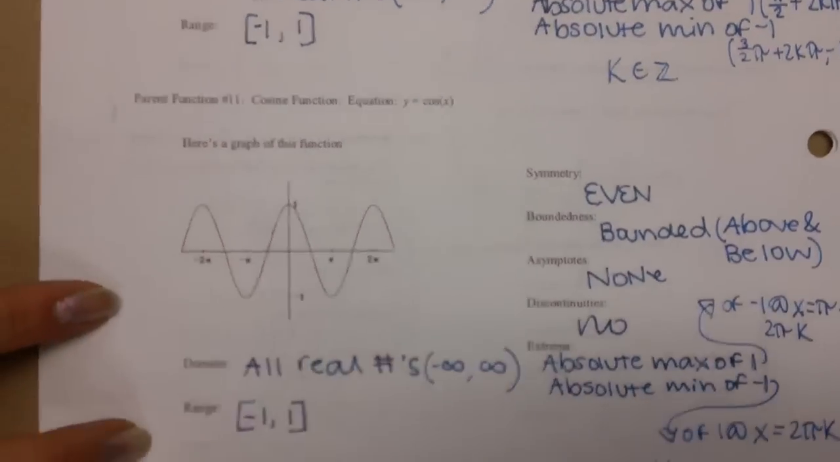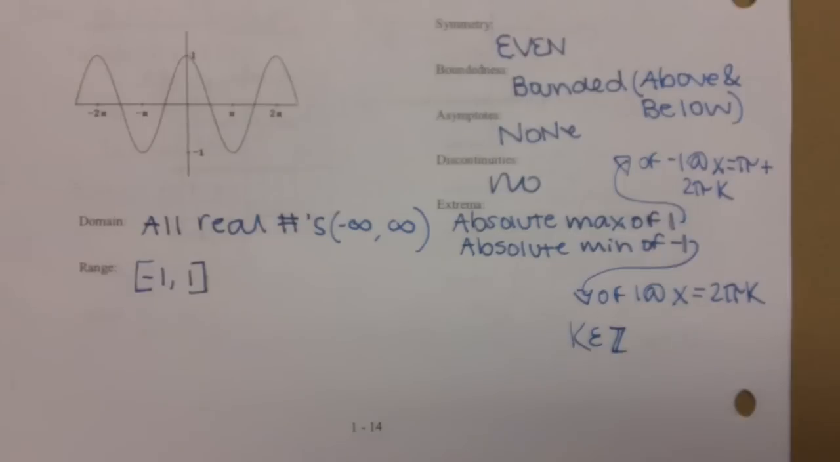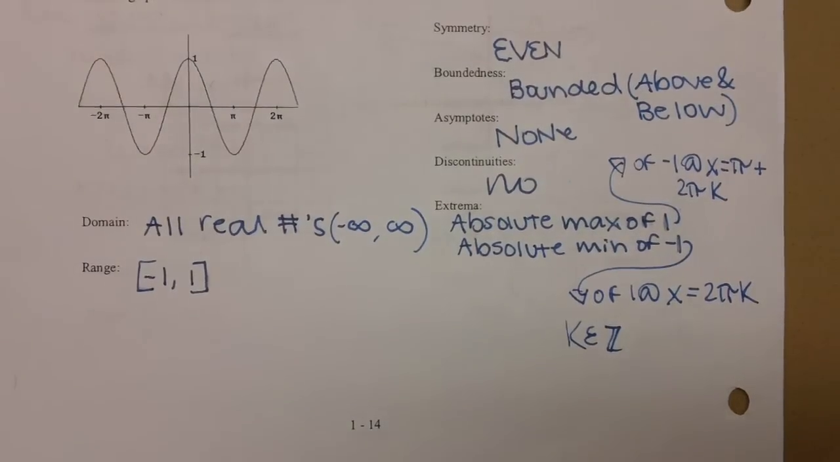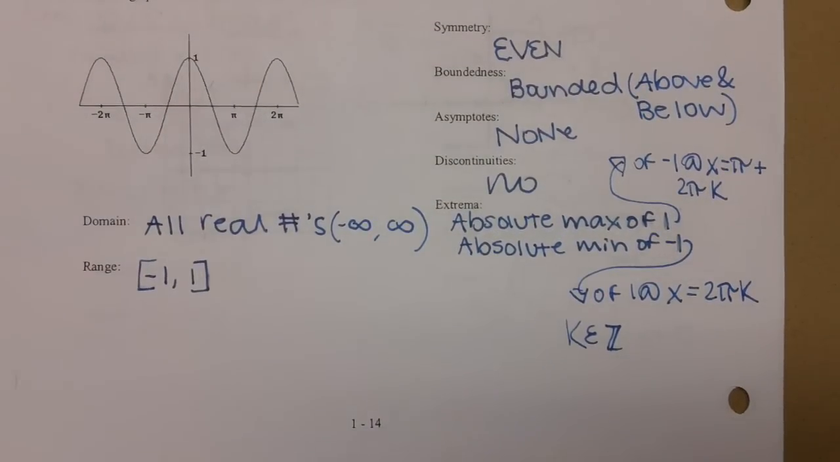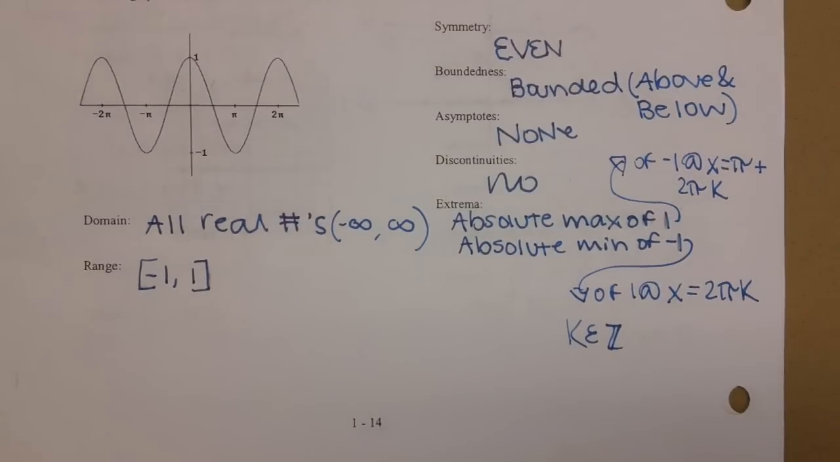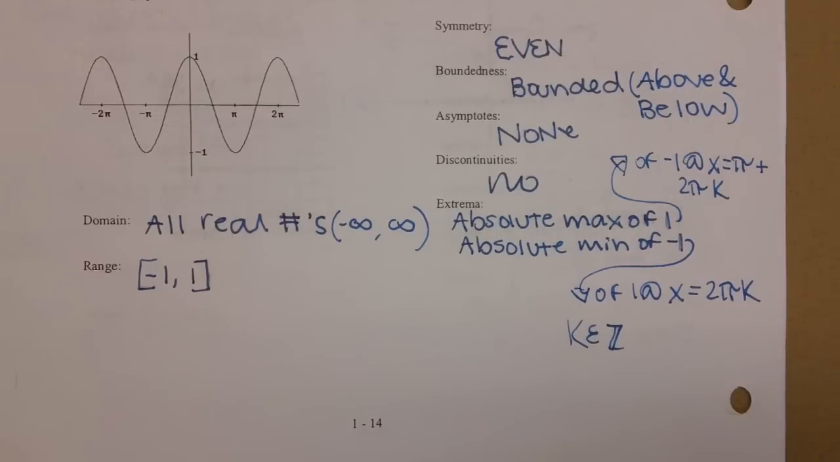This is the cosine function. The domain is negative infinity to infinity, and the range is bracketed from negative 1 to 1. The symmetry is even and is bounded above and below the x-axis. It has no asymptotes and no discontinuities. The cosine function has an absolute maximum of 1 and an absolute minimum of negative 1. The absolute maximum is at x equals 2 pi k, and the absolute minimum is at x equals pi plus 2 pi k, where k is an element of the integers.